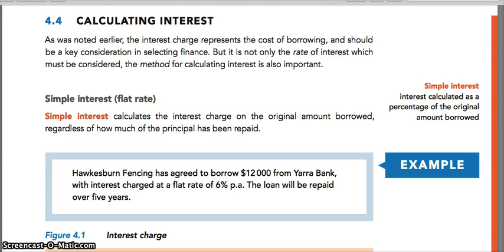Mr. Palmer's second instalment of Screencast, or the Flip Classroom. This one's on calculating interest. There are two types or methods of calculating interest. One is the simple interest method, which is basically the flat rate method. That's what we'll be looking at first. The second one is called the reducing balance method, and we'll be looking at that in a little while.